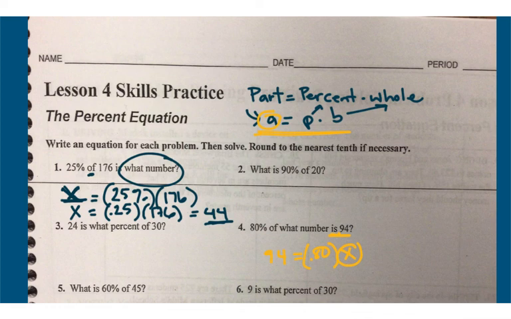That means get rid of the 0.80 by dividing by 0.80, so dividing 94 by 0.80. If I do that with my calculator, I know that 94 divided by 0.8 is equal to 117.5. So x is equal to 117.5, meaning 94 is 80% of 117.5. Okay?